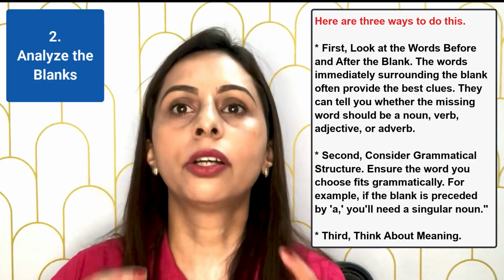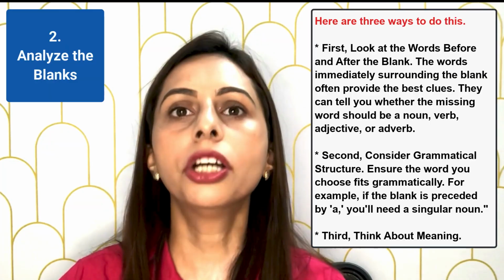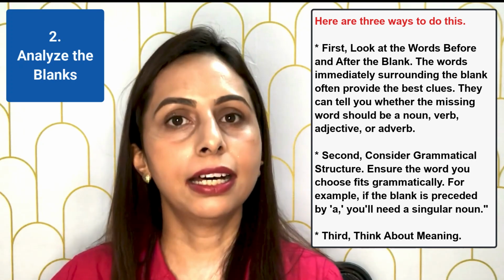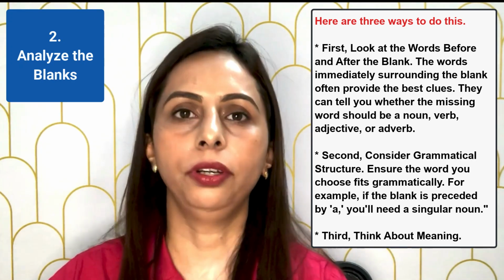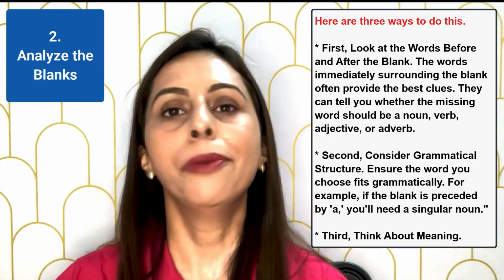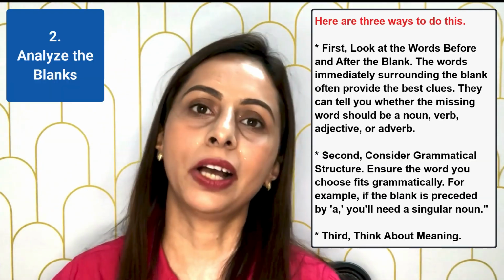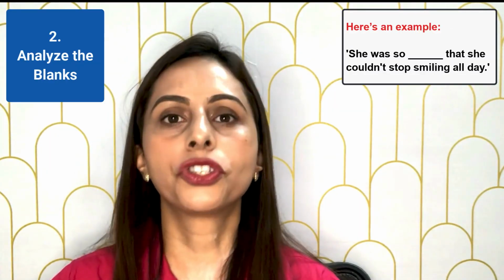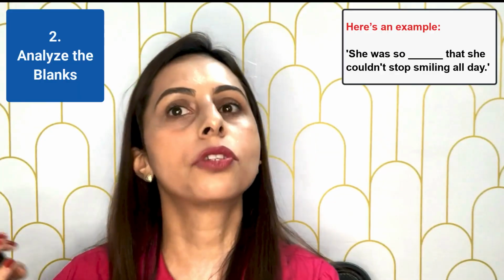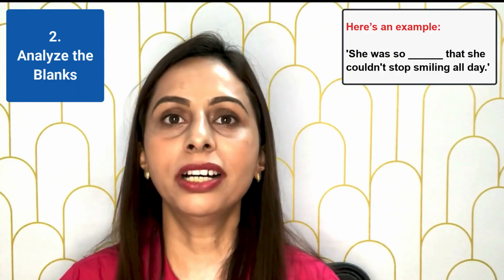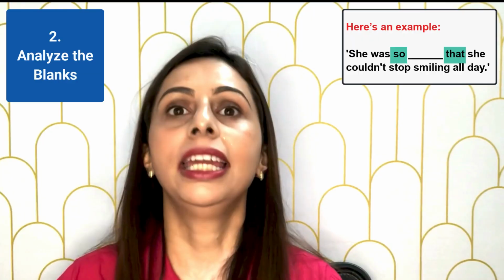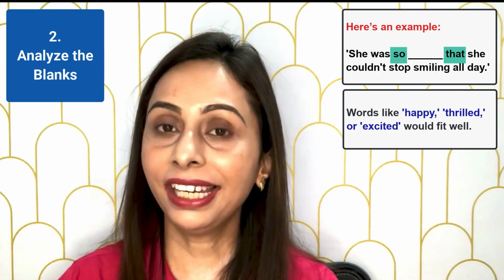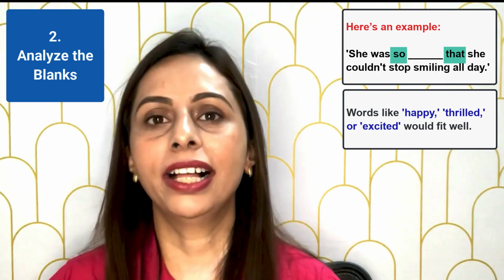Second, consider grammatical structure. Ensure the word you choose fits grammatically. For example, if the blank is preceded by a, you will need a singular noun. Third, think about meaning. Make sure the word you pick makes sense within the context of the sentence and the overall passage. Here is an example. She was so blank that she couldn't stop smiling all day. Here, the words so and that indicate the blank should be an adjective describing a state of being. Words like happy, thrilled, or excited would fit well.